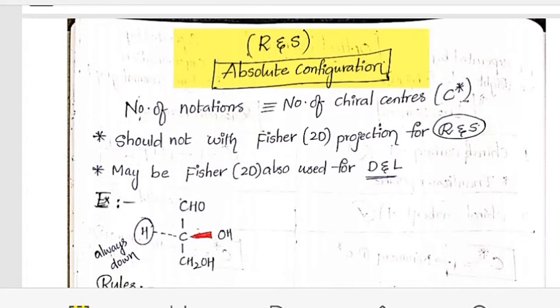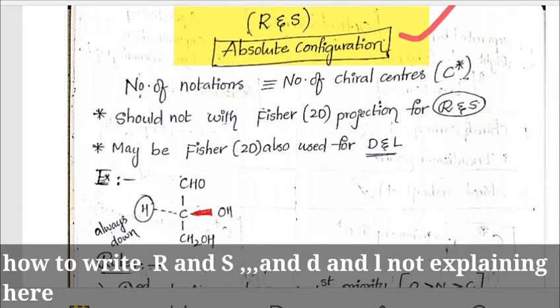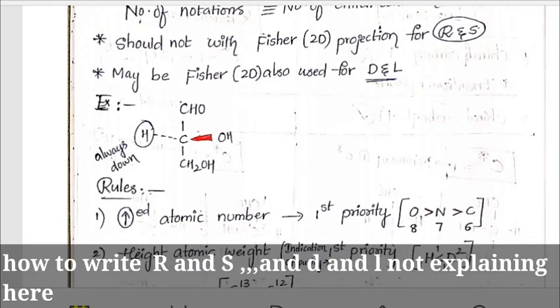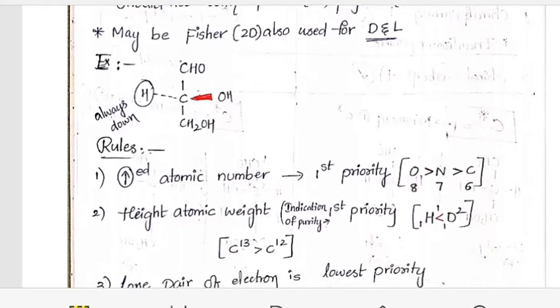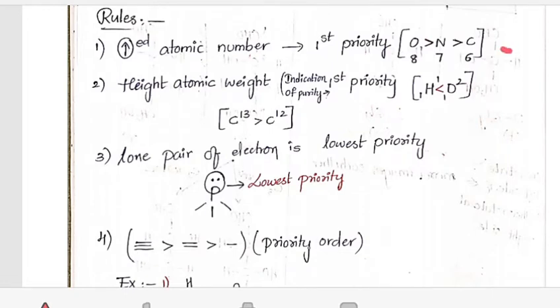Have a look at the R and S absolute configurations. The number of notations is similar to the number of chiral centers, as I showed here, and from the Fischer projection we cannot predict the R and S forms. Fischer projection is used for D and L. These are some of the rules for R and S configuration. Increasing atomic number gives the most priority, as I showed here. Higher atomic weight indicates priority, here shown for hydrogen and deuterium, and a lone pair of electrons is the lowest priority. A triple bond has more priority than a single bond.